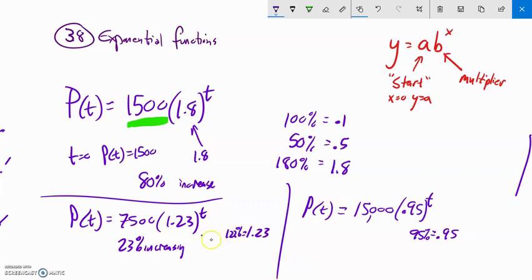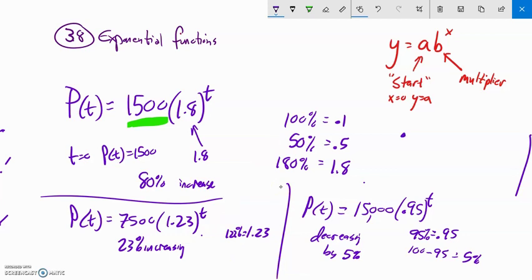I took off the 100%. Same thing with this 95%. If I think of it in terms of 100%, it's actually 5% less than 100%. So this is actually decreasing by 5%. But all of these are in terms of one or 100%. How far below 100% is it? It's decreasing. How far above 100% is it? It's increasing by that percentage.